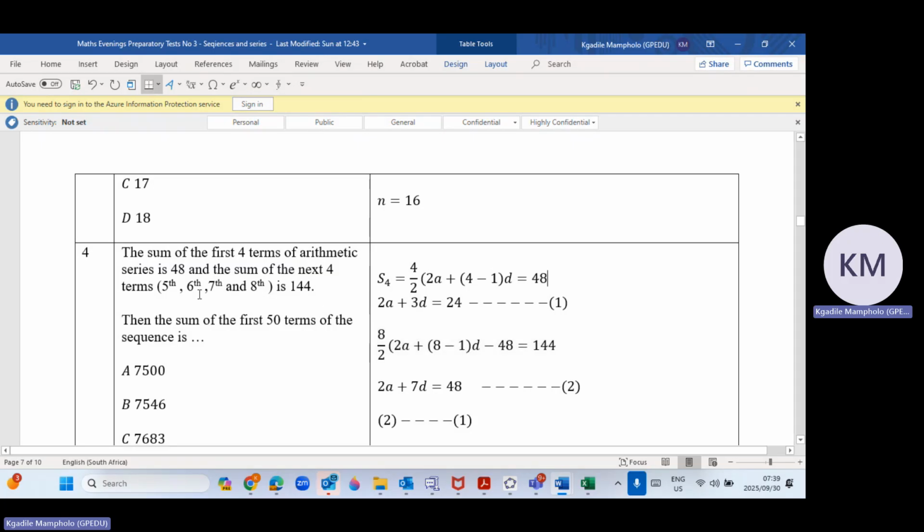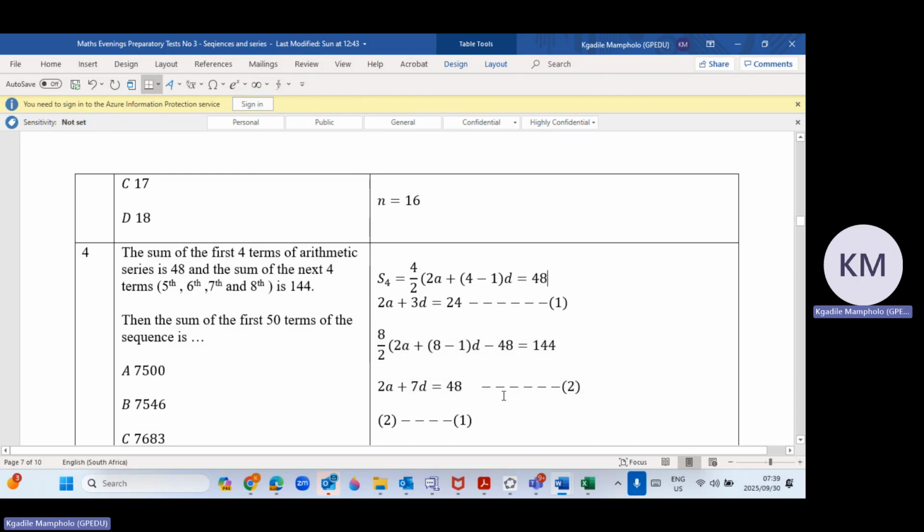Remember, if you add all the 8 terms, then you subtract the sum of the first 4 terms, then the answer will be the sum of the 5th, 6th, 7th, and the 8th terms. So that is why we said this is the sum of 8 terms, where n is 8, minus 48, which is the sum of the first 4 terms.